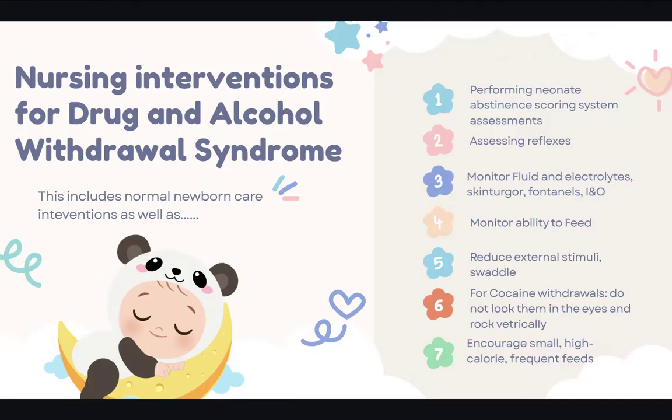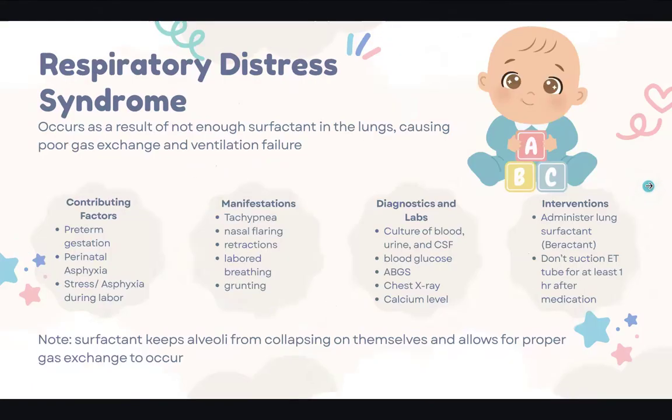And then we're going to watch pretty closely how well they're able to feed. We're going to make sure that we reduce stimulation and swaddle them. If they have cocaine withdrawal specifically, write this down, star it, highlight it, do all the things. If it's cocaine withdrawal, we are going to avoid eye contact, and instead of rocking them side to side, we're going to rock them up and down. Also, we're going to encourage high calorie and frequent feeding.